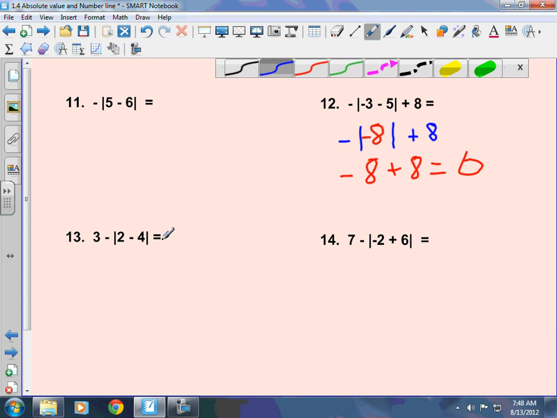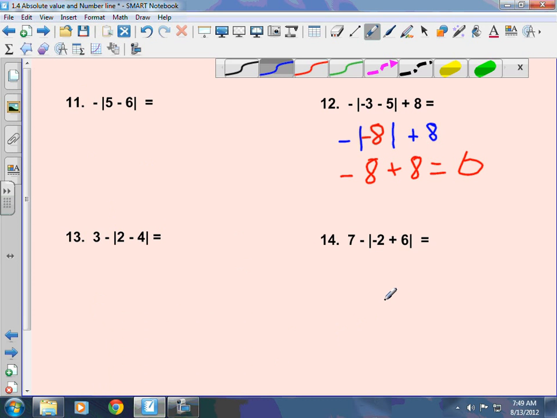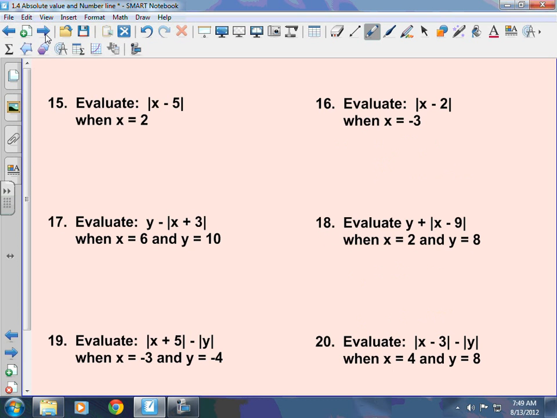Same thing here. So go ahead and do 13 and 14. Actually, go ahead and do 14. Pause the video. When you get it done, go ahead and play the video, and we'll see if you got the right answer or not. Okay. 7 minus the absolute value of 4 is 7 minus 4, which equals 3. You should have gotten 3. If you didn't, see if you can find your mistake. If you can't, please seek help.